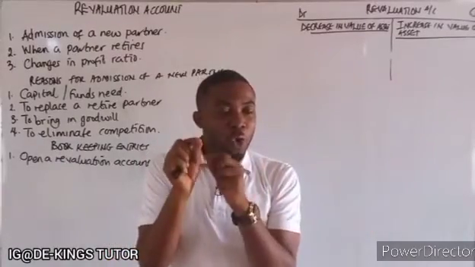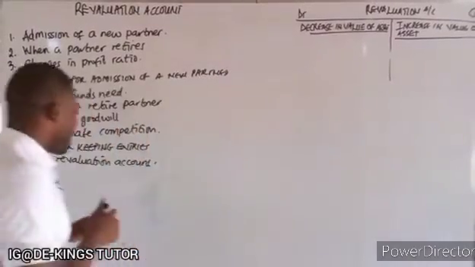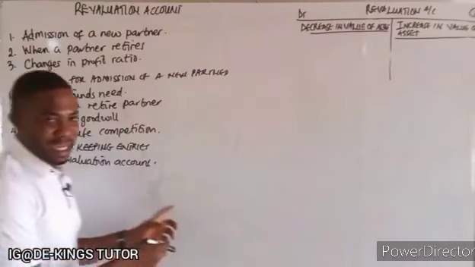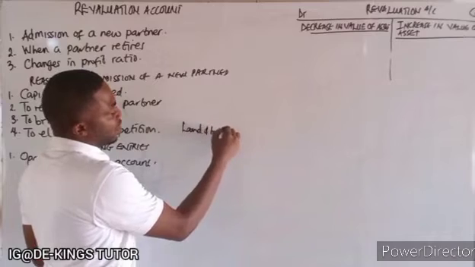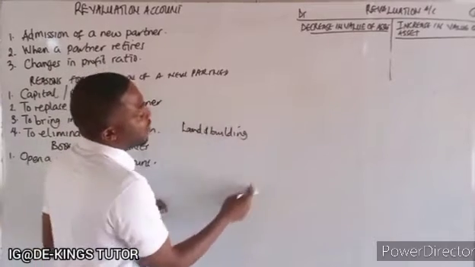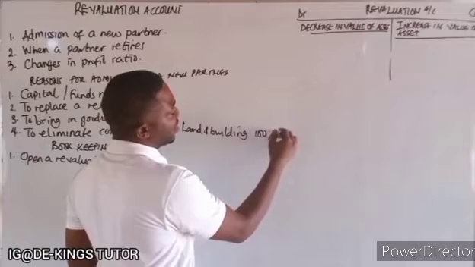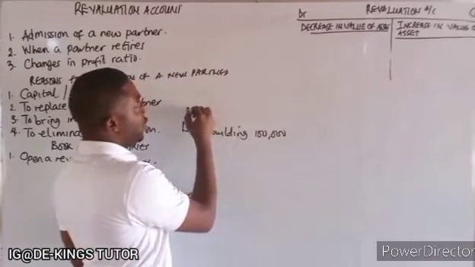But first, you have to know which is greater. For instance, let's say a land and building in the additional information is 100,000. Okay, that is the revalued amount.